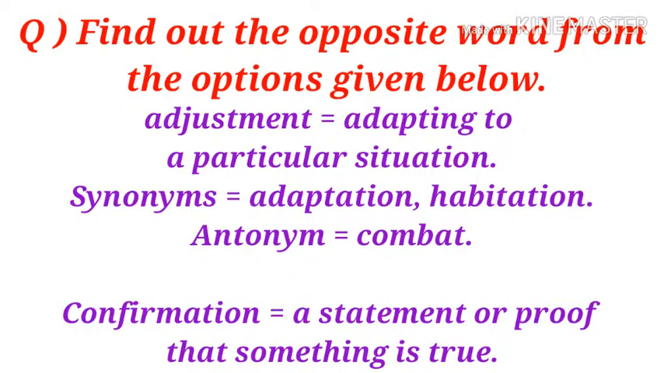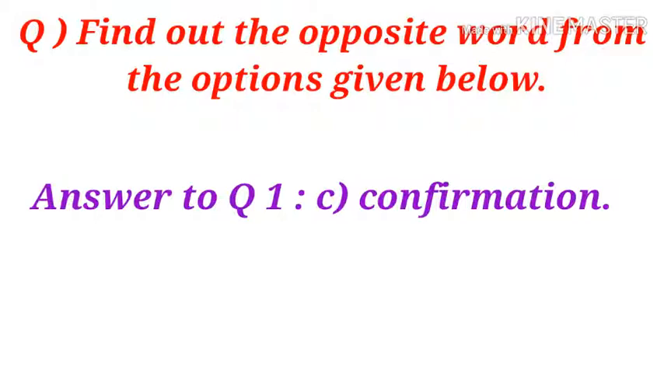We have learned the meaning of each of the words and also the question itself. Now let us find the opposite of the word contradiction. As we have got the meanings, we can make it out clearly that option C, the word confirmation, is the answer to this question. Opposite of contradiction is confirmation. Clear?